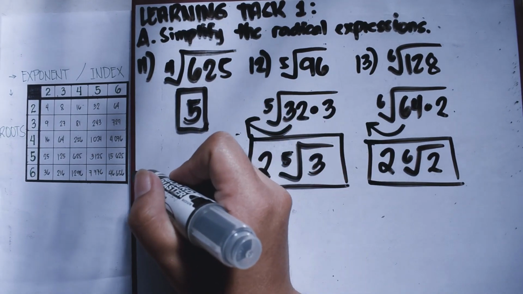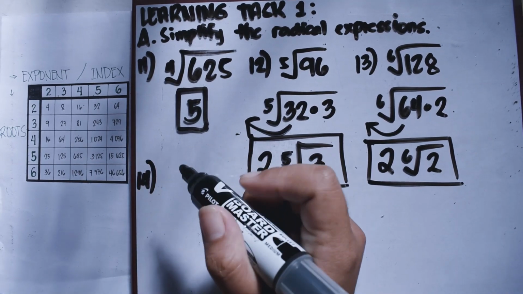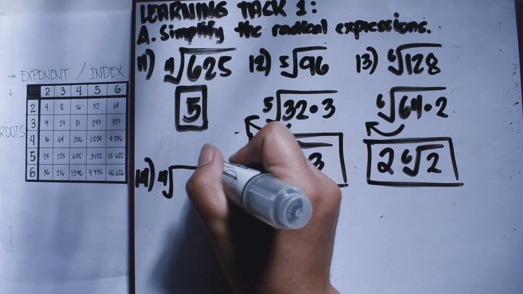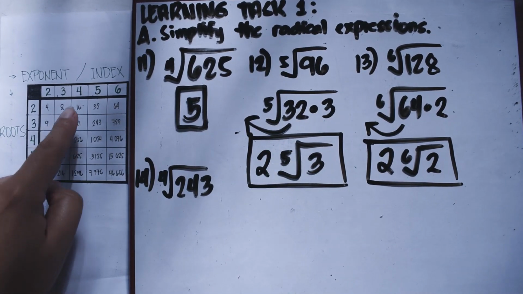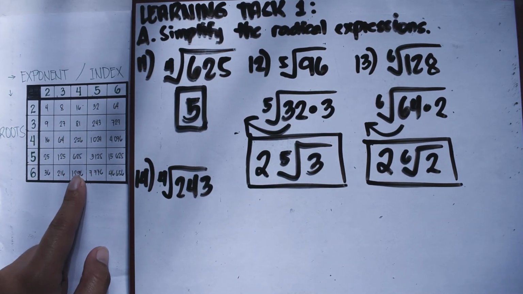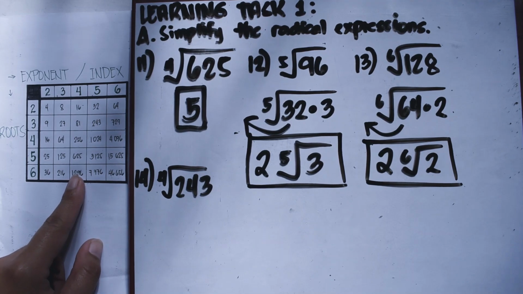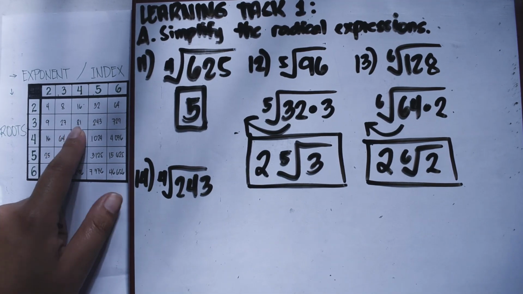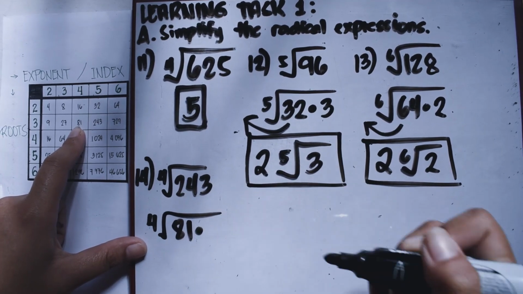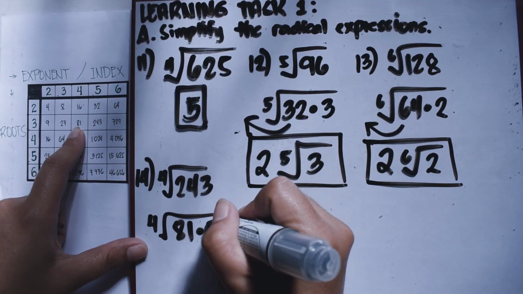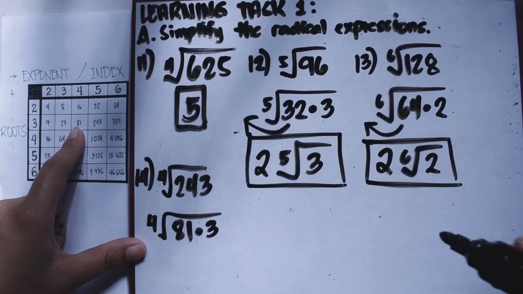So, number 14 na tayo. Number 14, the given is 4th root daw ni 243. So, 4th root ni 243. So, syempre, titingin tayo dito kay 4th root kasi tayo. So, ano po kaya dyan yung factor ni 243? Ayun, si 81. So, we have 4th root of 81 times ano para maging 243. Kay 3. So, 81 times 3 kasi is 243.